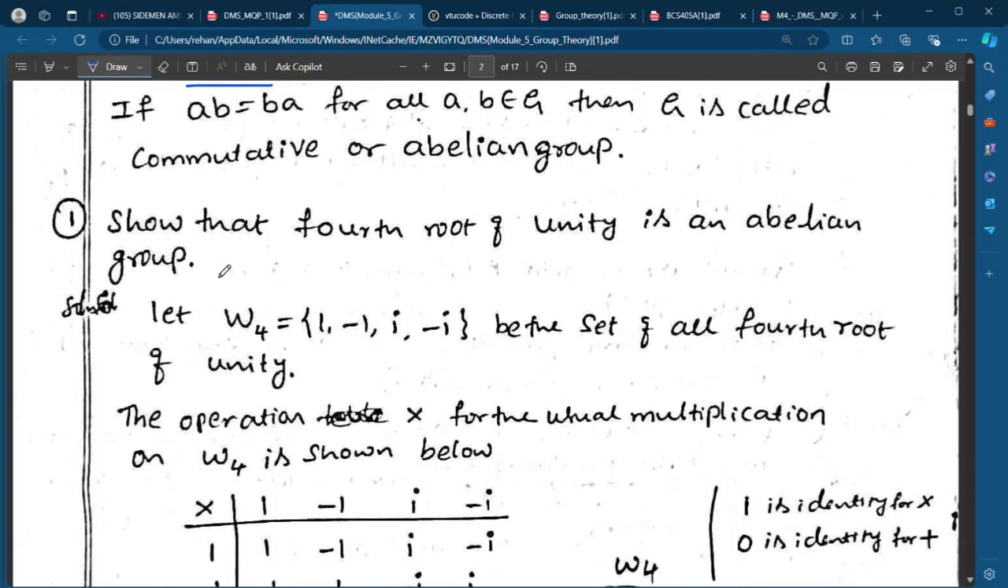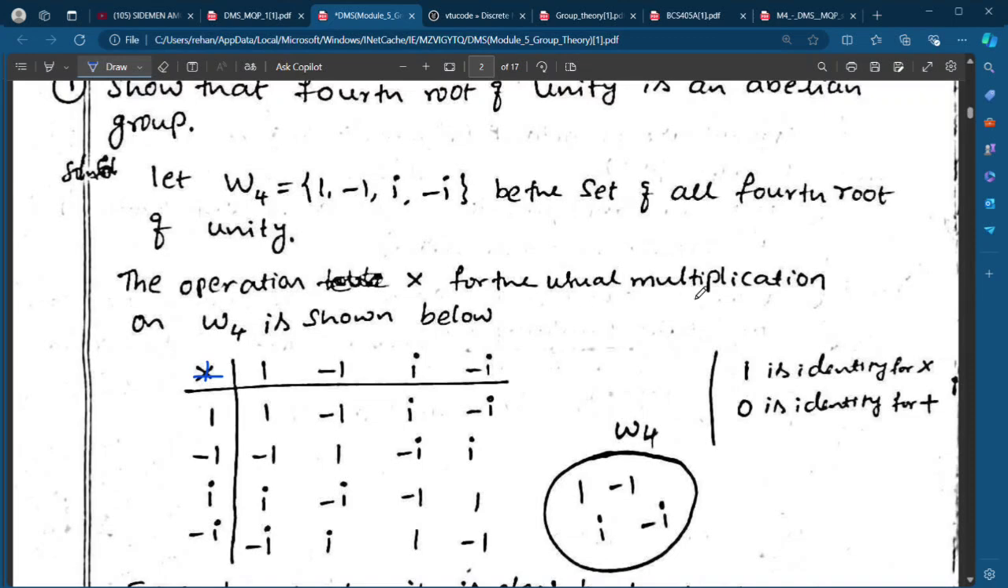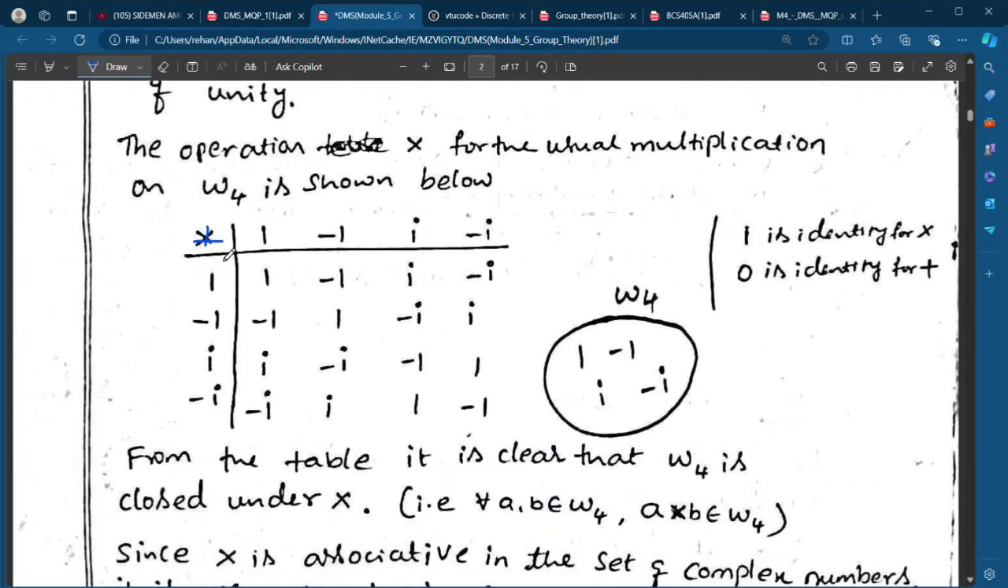Show that the fourth roots of unity form an abelian group. They might give it like this, or they might give a set W4 equals {1, minus 1, i, minus i}. So that is an abelian group. First, what I will do: let W4 equals {1, minus 1, i, minus i} be the set of all fourth roots of unity. The operation star here is the usual multiplication on W4, as shown below.